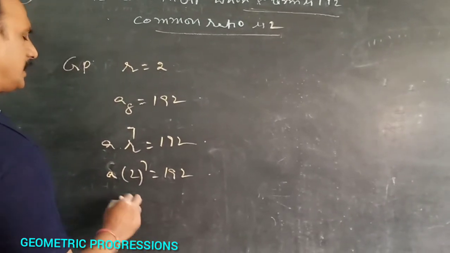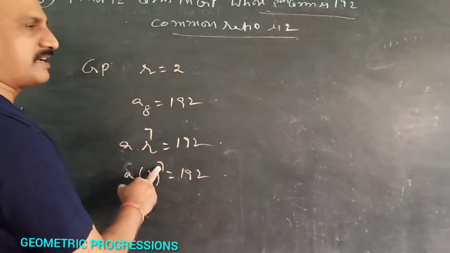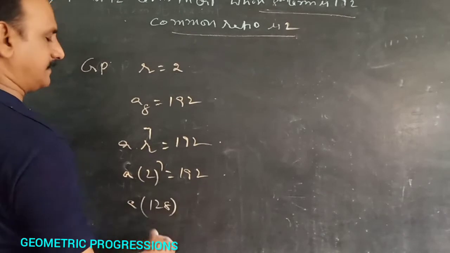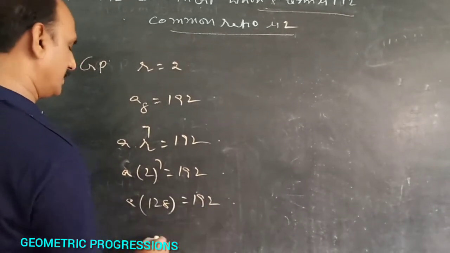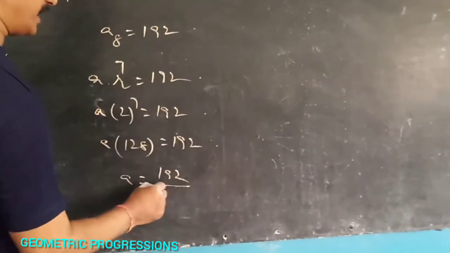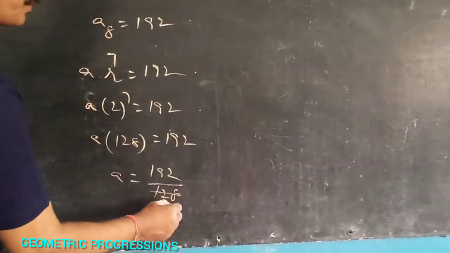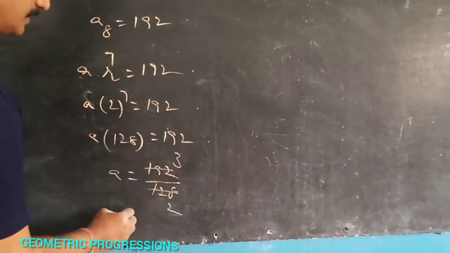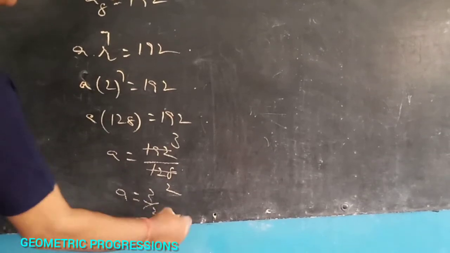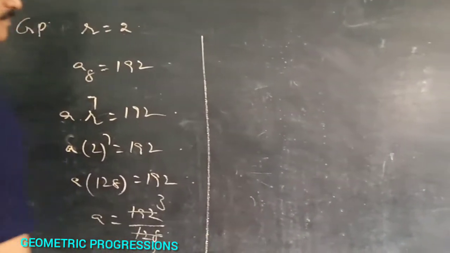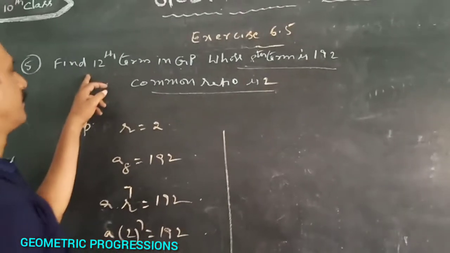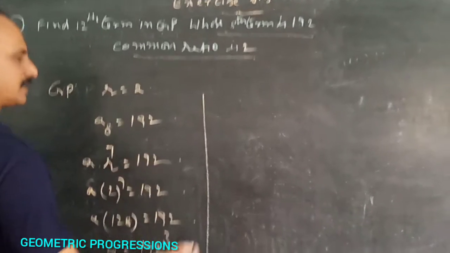a into 2 to the power of 7, 2 multiplied 7 times, is 128, equal to 192. So a is equal to 192 divided by 128. 64 twos are 128, 64 threes are 192. So a is equal to 3 by 2. Now find out the 12th term.